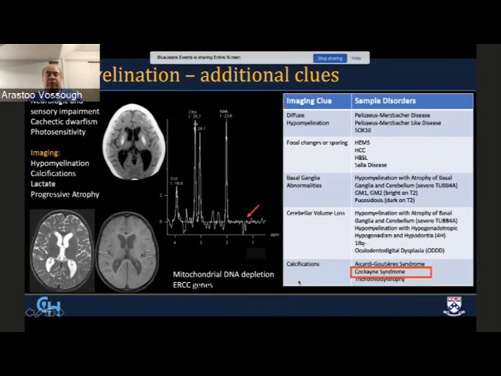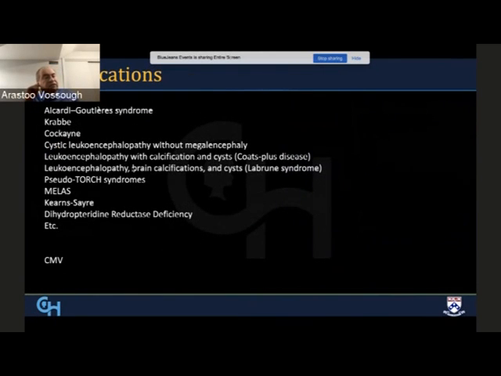Other clues, for example, calcification or patterns of calcification. This is a patient with sensory impairment, some cachectic dwarfism and photosensitivity. We see the hypomyelination, we see the calcifications, we see the lactate and atrophy. This is a patient with Cockayne syndrome. Now, calcifications, there are quite a few disorders that can have calcifications. This is a sample list here.